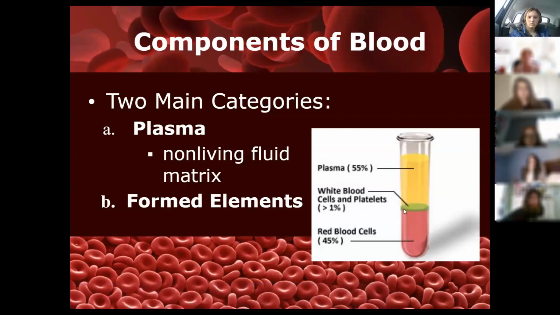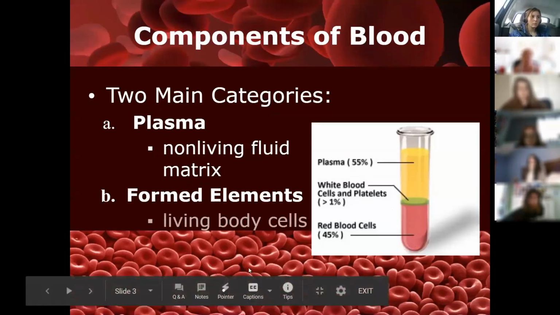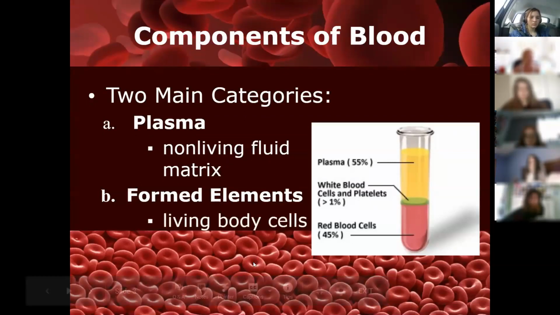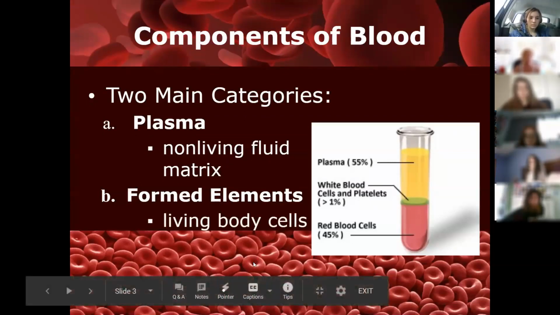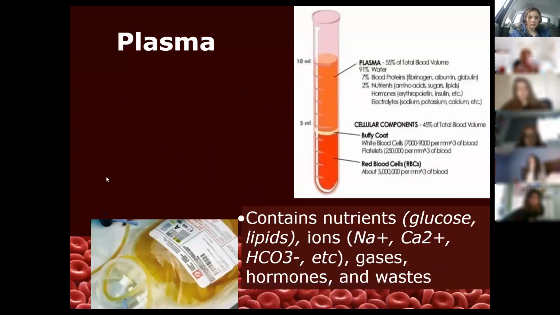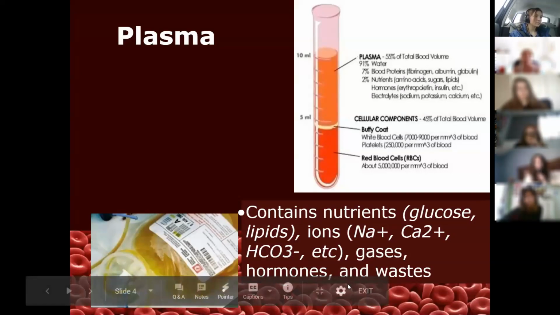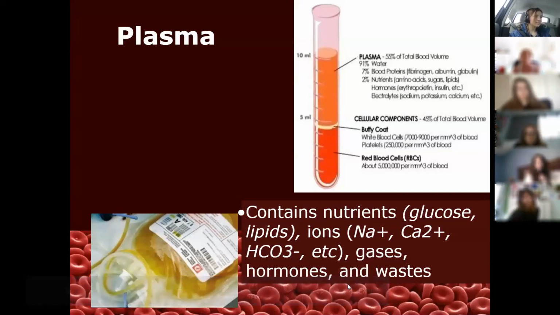So when they spin your blood, they separate it out by weight. The plasma is at the top. So the living component is the formed elements. So plasma, the liquid piece, we can see over here what it's composed of, mostly water and also blood proteins. So we're going to talk about the types of proteins we might find in them. Fibrinogen has to do with blood clotting. Albumin has to do with your water levels in the blood itself.